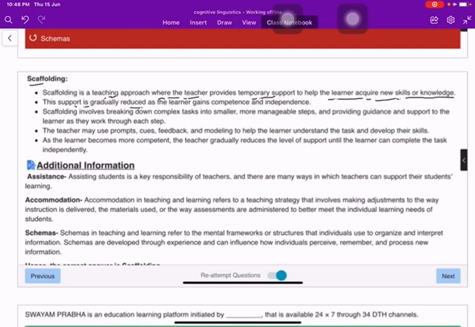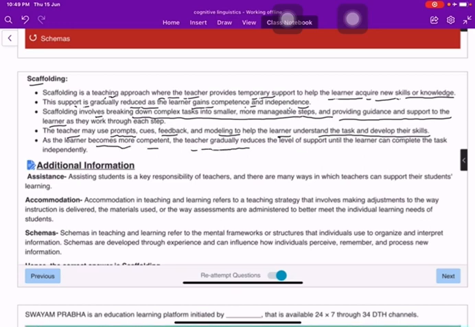This support is gradually reduced as the learner gains competence and independence. It involves breaking down complex tasks into smaller and manageable steps and providing guidance and support to the learner. The teacher may use prompts, cues, feedback, and modeling to help the learner understand the task and develop their skills. As the learner becomes more competent, the teacher gradually reduces the level of support until the learner can complete the task independently.